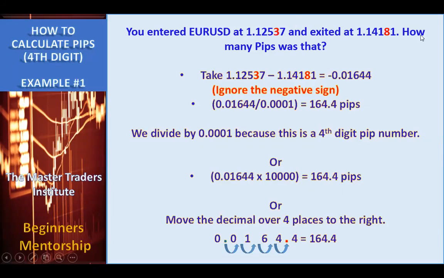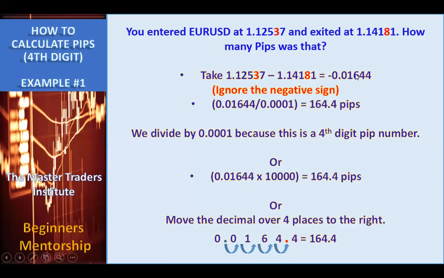So if this happened, the question now is, how many pips was this? What you need to do is take the entry point and deduct it from the exit. The entry was 1.1253, and the person exited the trade at 1.1418. All you need to do is take the entry price and deduct the exit price from it. If you do that, you are going to have 0.01644. You ignore the negative sign. It's not important.